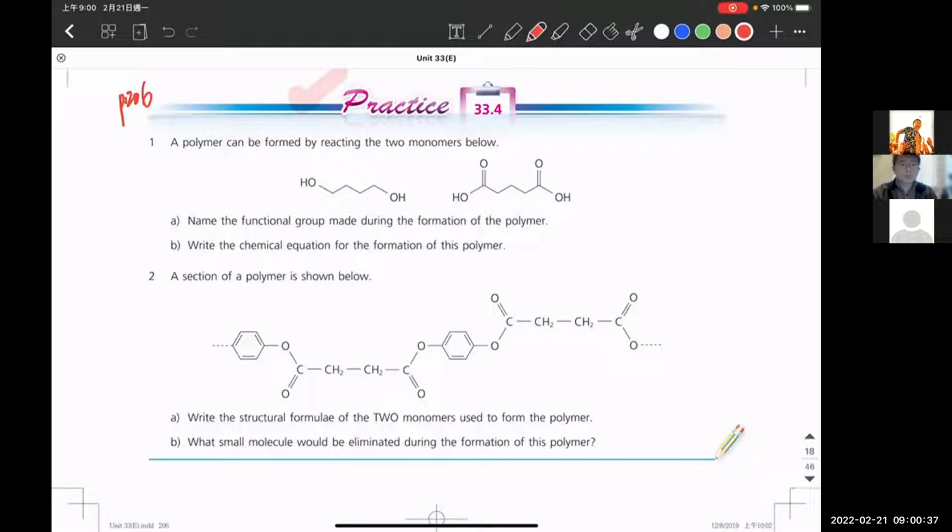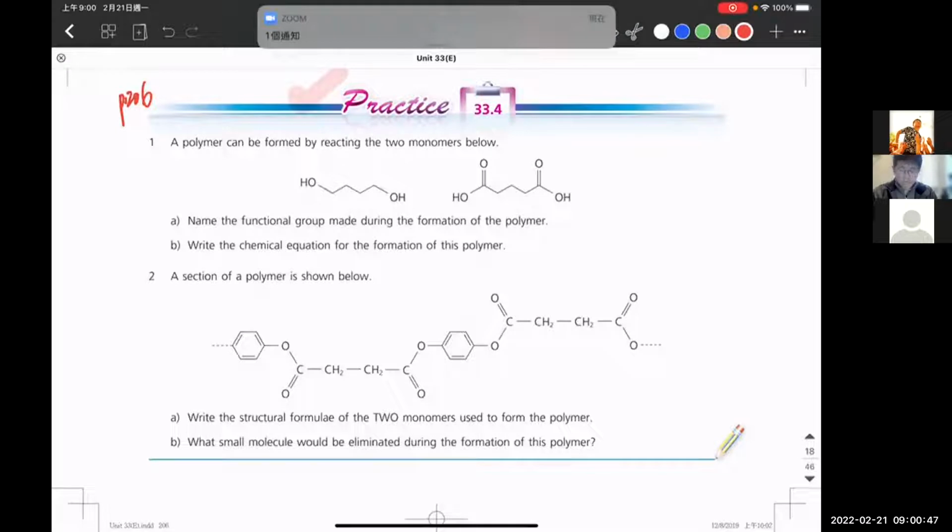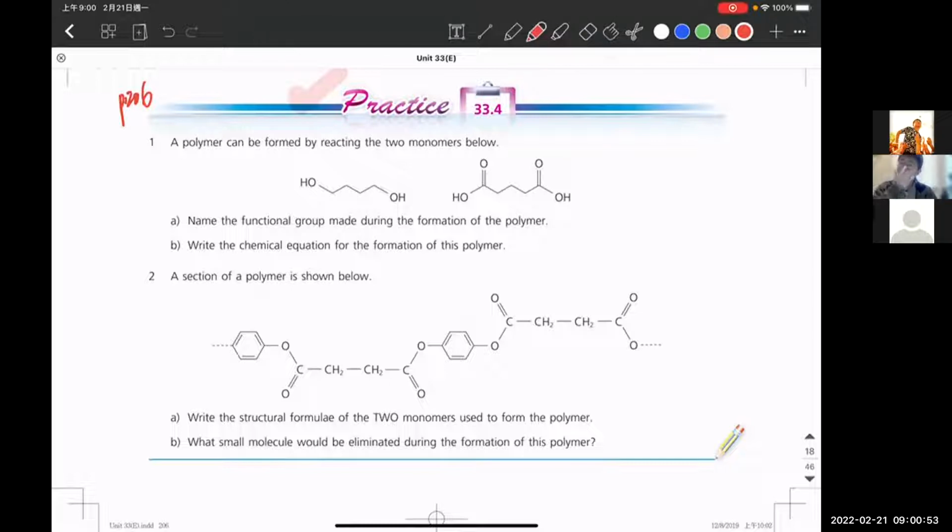Good morning. Before we start, you can turn to page 206 and try out class practice 33.4. Page 206, practice 33.4. Now, please start doing this, and we would like to check your understanding of this topic soon.